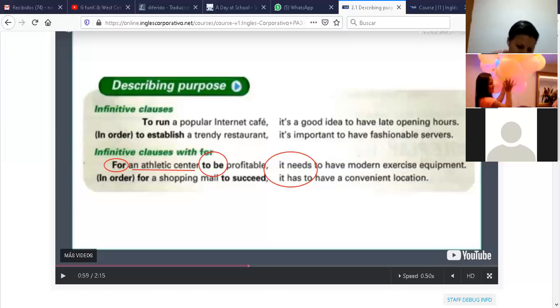Come on, help me, don't let him drown. For a shopping mall to be famous, it needs low prices. It needs free parking. It needs good security. All of these can be complements of the previous statement. Good job. Give me two more.